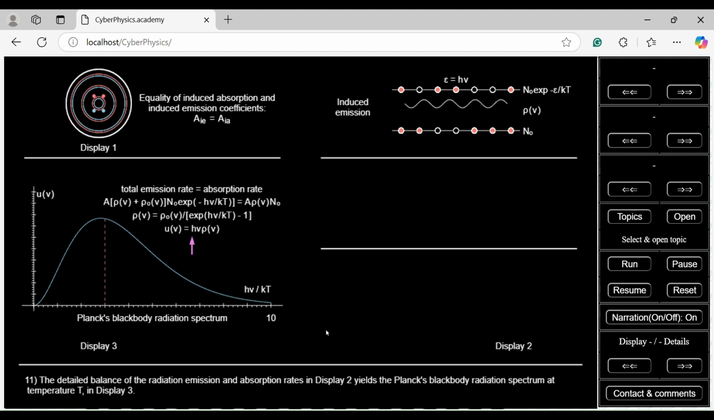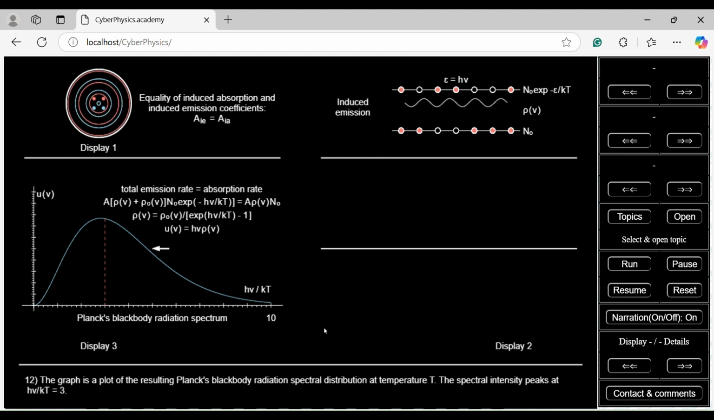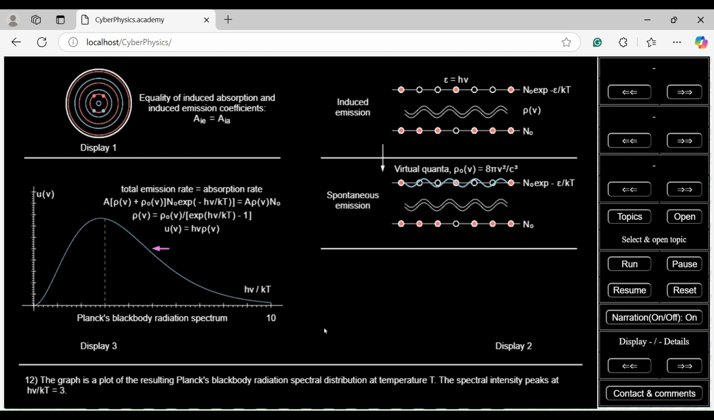The detailed balance of the radiation emission and absorption rates in display 2 yields the Planck's blackbody radiation spectrum at temperature T, in display 3. The graph is a plot of the resulting Planck's blackbody radiation spectral distribution at temperature T. The spectral intensity peaks at h nu to kT ratio equals 3.